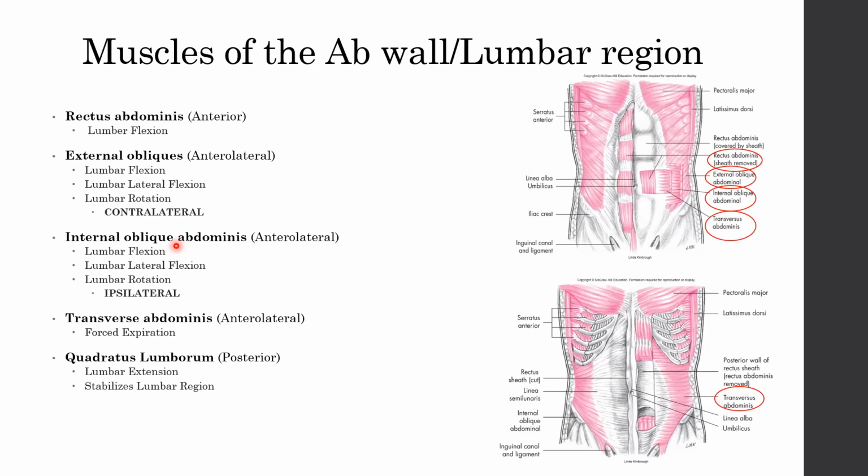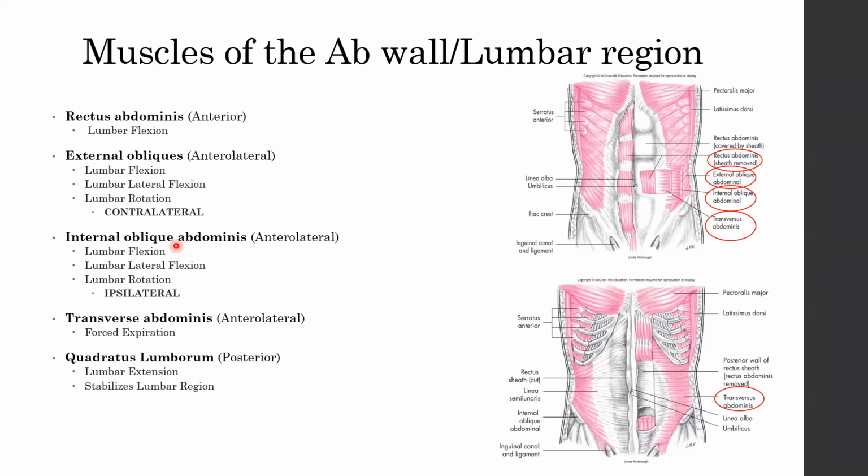So for the external oblique, I told you these fibers will run as if you're putting your hands in your front pockets. The internal oblique abdominal muscle fibers will run as if you're putting your hands into your back pockets. And like the external obliques, contraction of the internal oblique muscles will cause lumbar flexion, lumbar lateral flexion, and lumbar rotation. However, the only difference between these two muscles is that if you contract one side of the internal oblique abdominis, it will result in ipsilateral rotation. So if I contract my left internal oblique muscles, that will cause me to rotate to my left side.